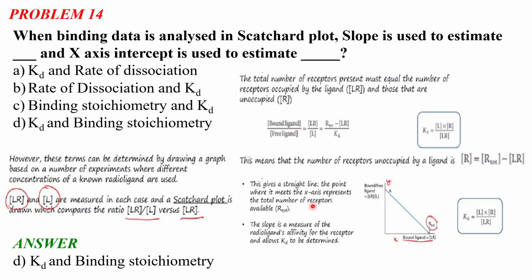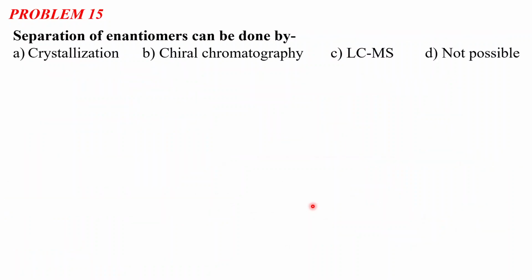We will quickly move toward problem number 15 now. Problem number 15 says that separation of enantiomers can be done by, and the options are: A, crystallization; B, chiral chromatography; C, LC-MS; and D, it is not possible. So you have to find out whether the separation of enantiomers can be done by these three methods or it cannot be done.